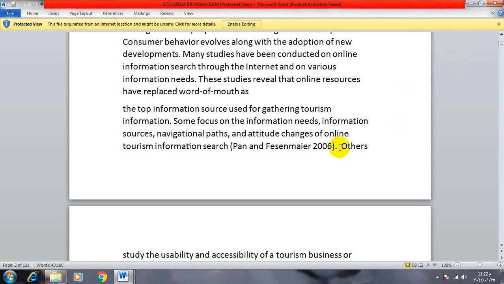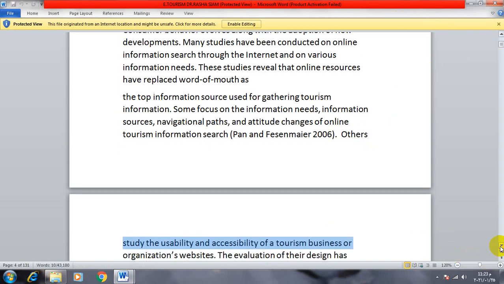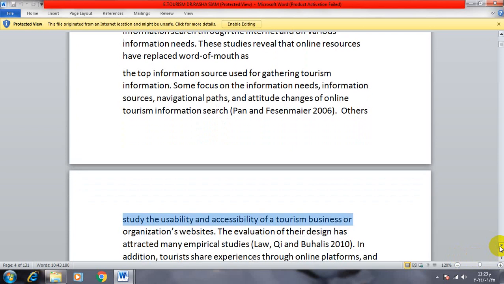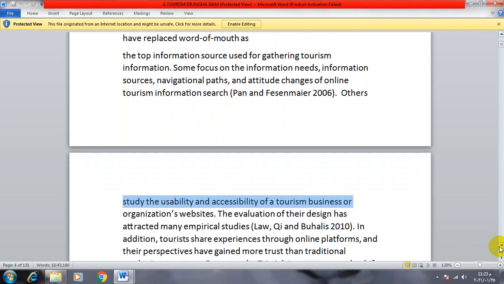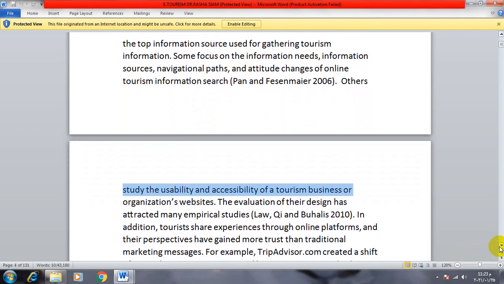Others study the usability and accessibility of a tourism business or organization's websites. The evaluation of their design has attracted many empirical studies.